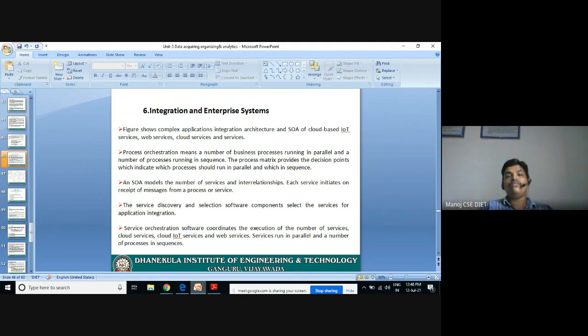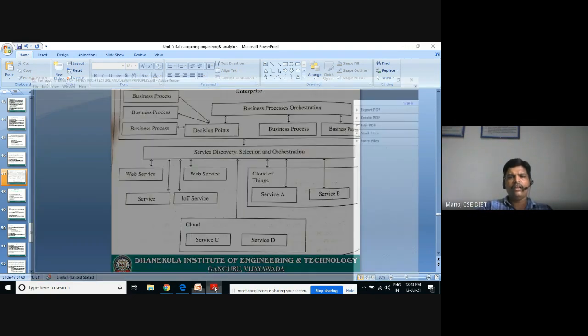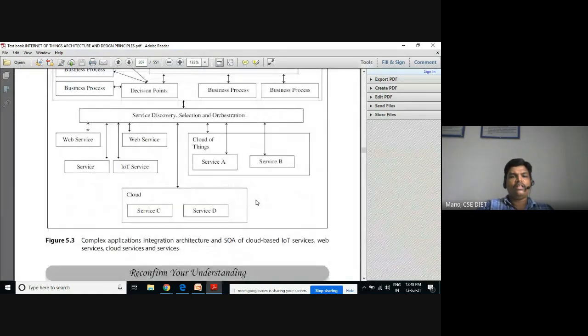So with the help of these integration enterprise systems, all these IES can be visualized perfectly with the diagram. In your textbook, you have this diagram on page number 180, the complex applications integration architecture. Please note down the description regarding this diagram. You need to write the description under this diagram as in your textbook, as per my explanation. So complex applications integration architecture, what is it?